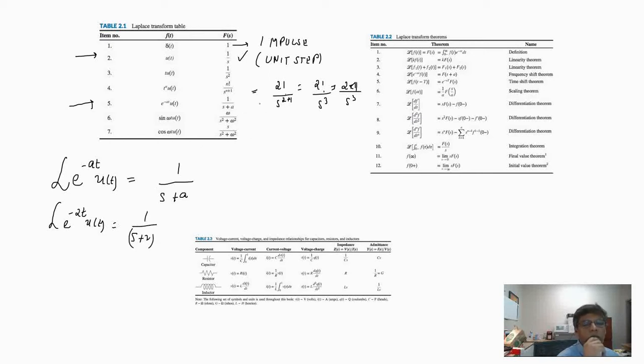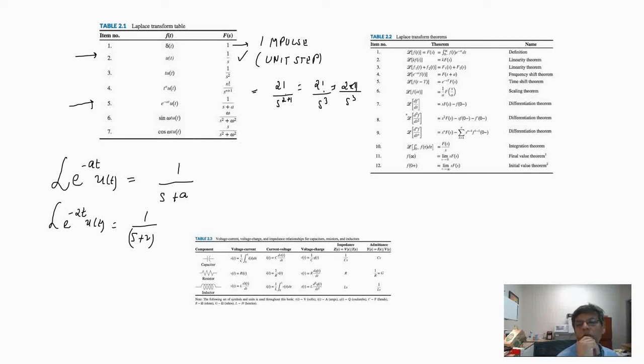And then you have trigonometric functions. The Laplace of sine of omega t is omega over s squared plus omega squared. Cosine of omega t is s over s squared plus omega squared. So this table, keep it handy with you while you're trying to solve the problems.